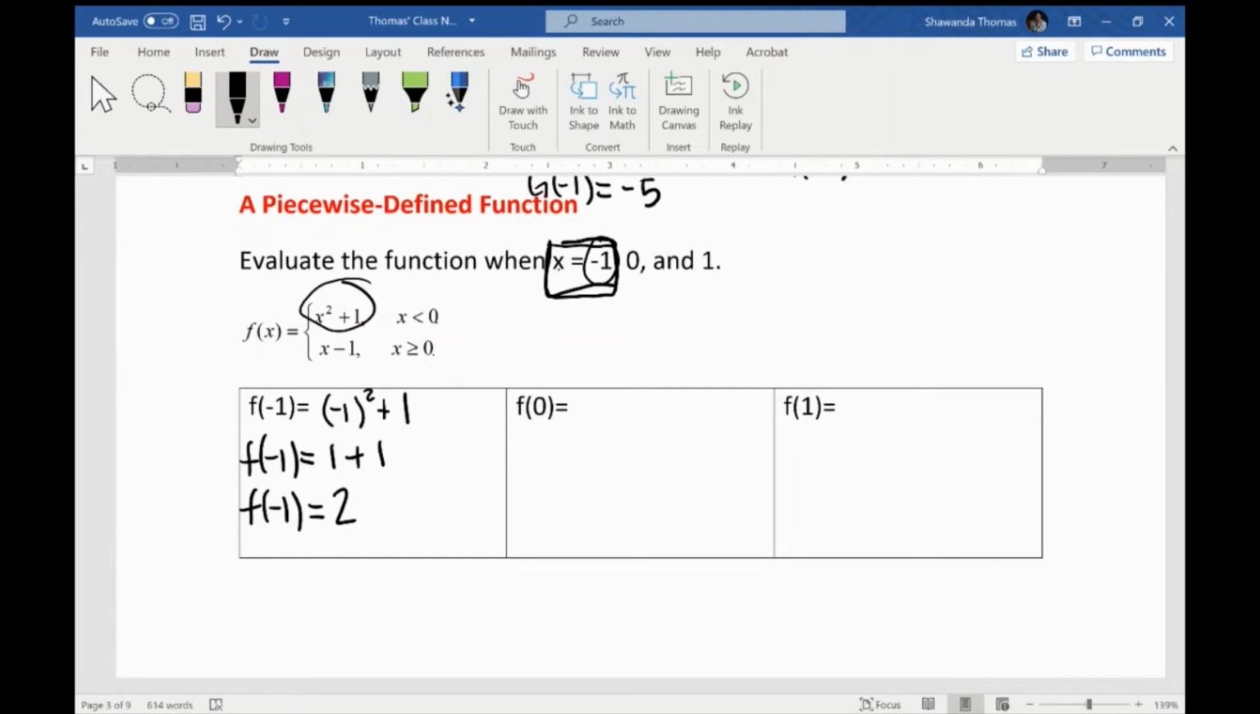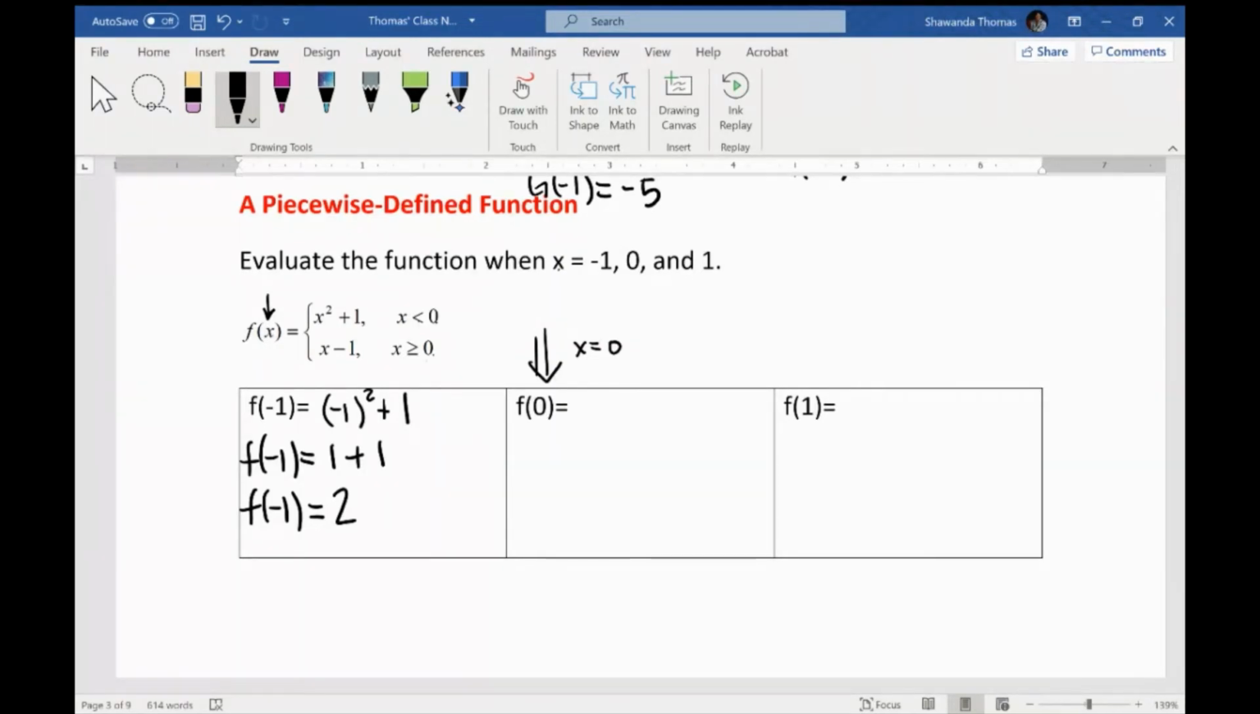Now, if it was greater than or equal to 0, we're going to plug it into the second piece. Just like this one, f of 0. I know I'm asking a very simple question, but I want you to catch it. What is x in this case? 0. X is 0 right here, right? Yes, ma'am. Anytime you have something right here, that's your x. So x is 0.